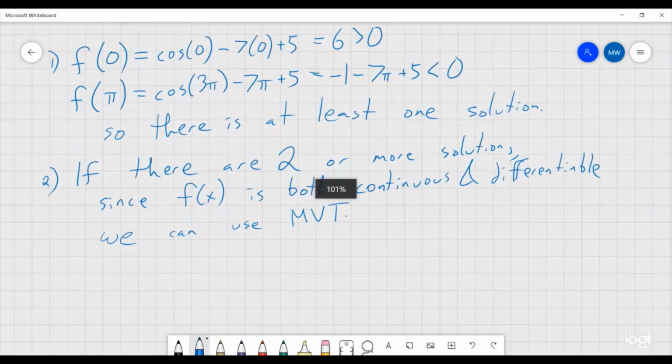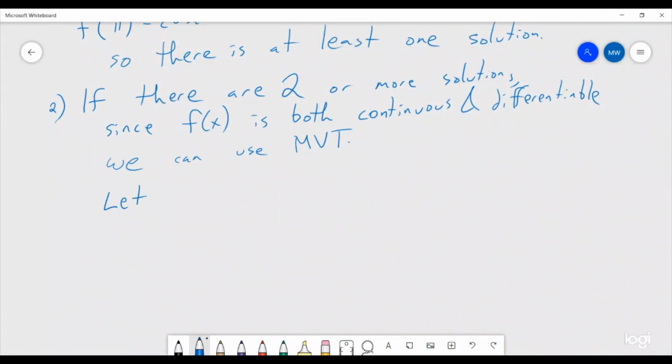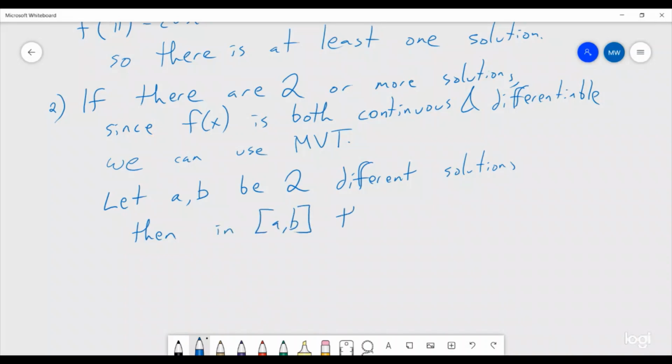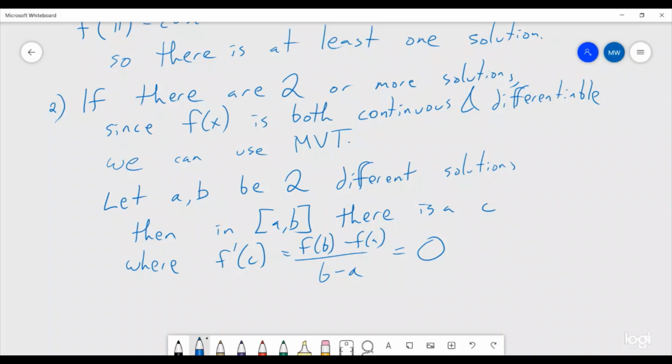So the mean value theorem says that let A and B be two different solutions. Then, in the interval from A to B, there is a C where f prime at C equals f of B minus f of A over B minus A equals 0. Okay, so that means there's somewhere where the derivative is equal to 0.